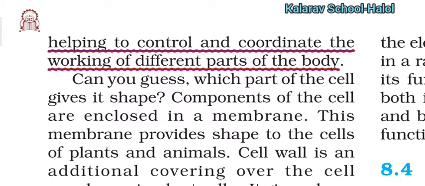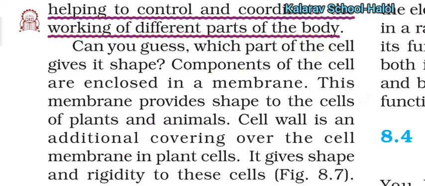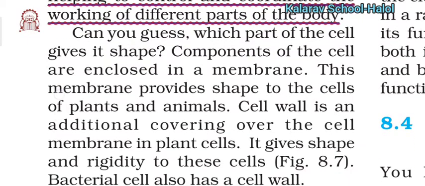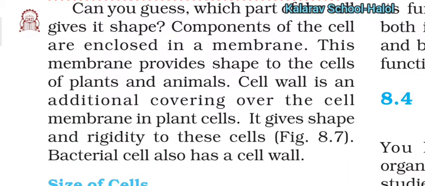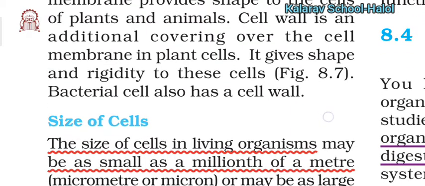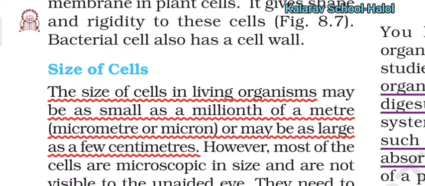As we touch a hot utensil, we keep our hand away from it. It means the nerve cells coordinate our brain to the hand, which helps us do instant actions. Next, components of the cell enclosed in a membrane. The cell has different components which are enclosed in a membrane. The cell wall or cell membrane provides the shape and rigidity to the cell.